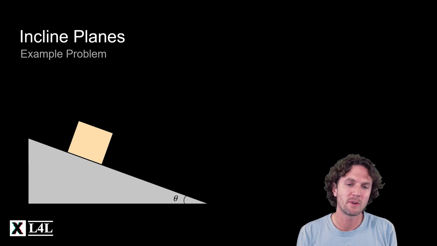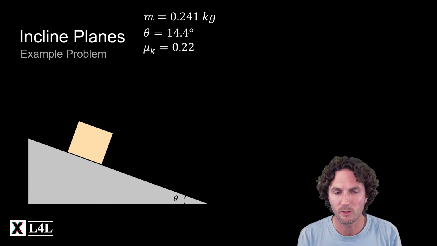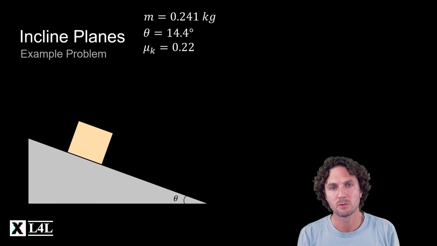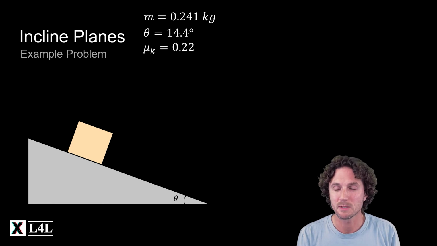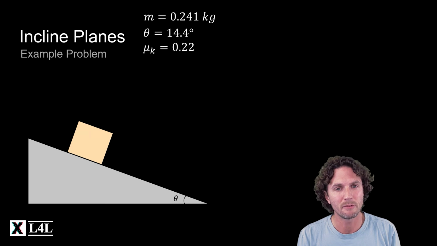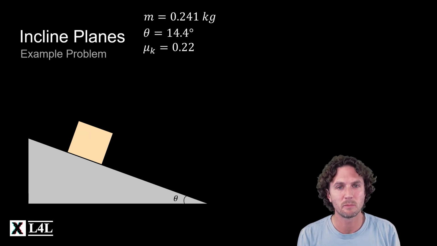Okay, so once you've actually understood and read through the problem, the first thing you want to do is write down all the known values. We know the mass of the block was 0.241 kilograms. It was given to us as 241 grams, but I went ahead and converted it to kilograms here because I know I'm going to need it in kilograms. So be mindful of grams versus kilograms. The angle of incline of the plane was 14.4 degrees, and the coefficient of kinetic friction was 0.22.